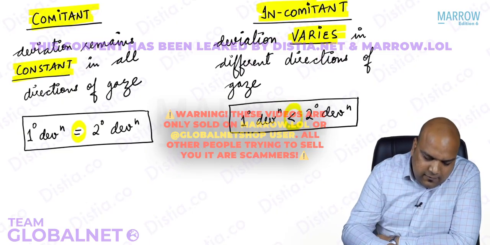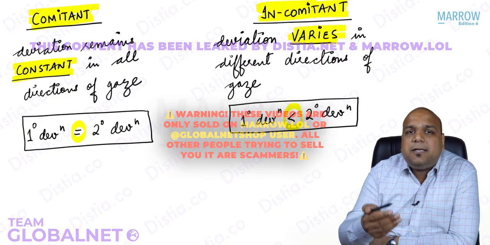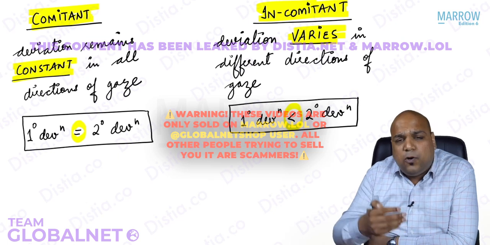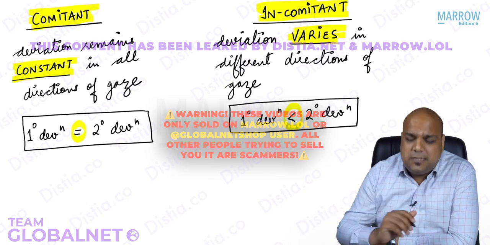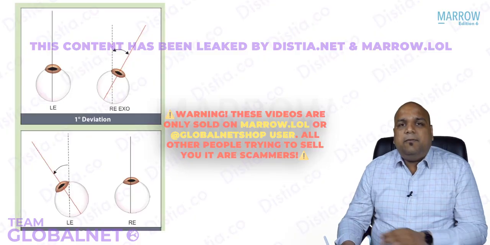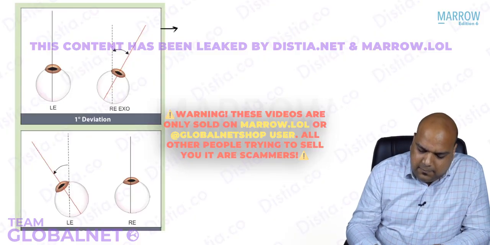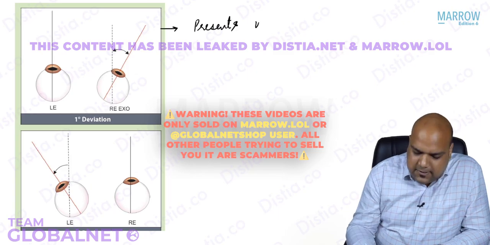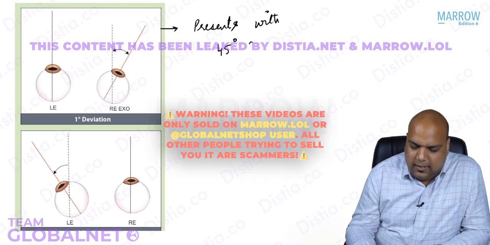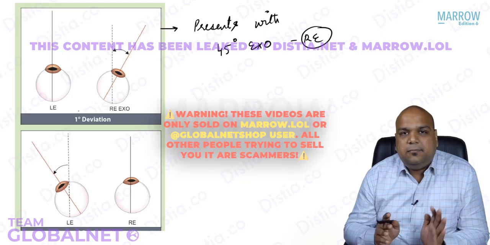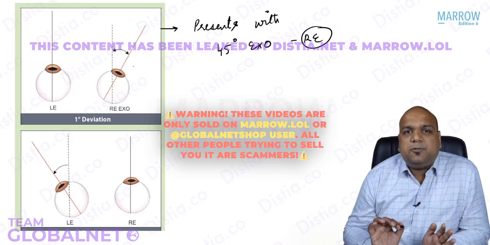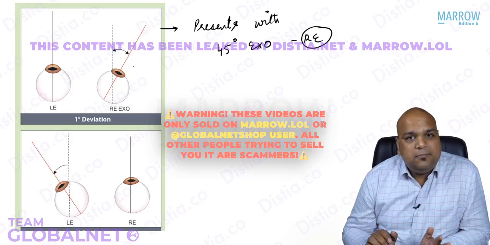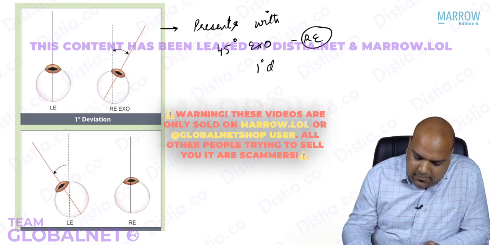Now, we have introduced two new words, primary deviation and secondary deviation. So now the question comes, what is primary deviation, sir? What is secondary deviation, sir? Very easy, everybody. Look at the first image. This is when the patient presents. The patient presents with 45 degree exo in the right eye. I hope you understand. Right eye 45 degree exo. This is what the patient presents to me with. This is primary deviation.